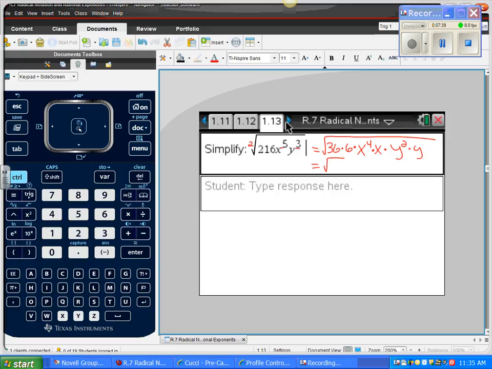So I'm going to take my pieces that are perfect squares, and I'm going to take my pieces that are not, and separate, so that it becomes 6x squared y, square root of 6xy. Okay? And like I said, we're going to do a lot of practice with these.